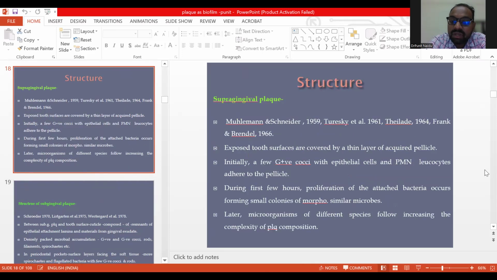The structure of supragingival plaque is mainly covered by a thin layer of acquired pellicle. This consists of mainly gram-positive cocci with epithelial cells and leukocytes adhering to the pellicle. During the first few hours, there is a proliferation of attached bacteria which form small colonies. And later, microorganisms of different species follow, increasing the complexity of plaque composition.